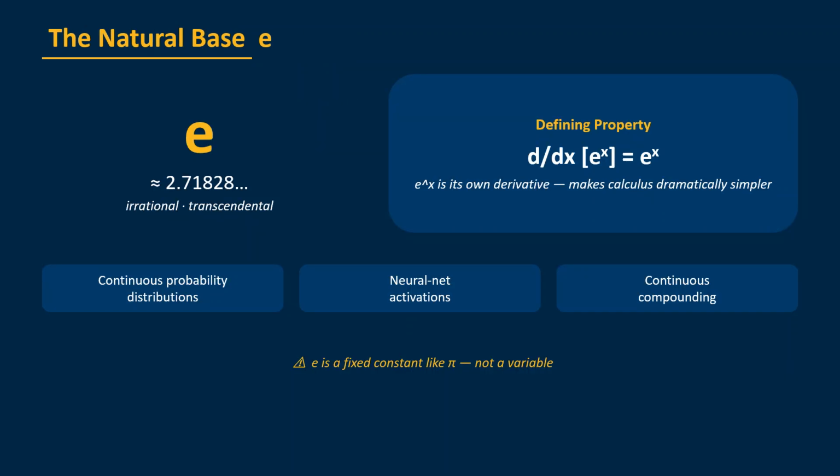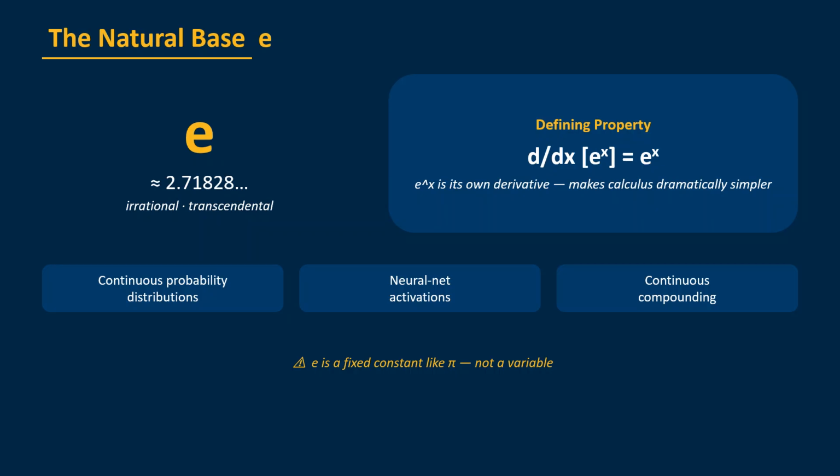Why does the mathematical community privilege e over seemingly more intuitive bases such as 10 or 2? The answer lies in a remarkable calculus property. e to the x is its own derivative. That is, the derivative of e to the x with respect to x equals e to the x. No other exponential base possesses this self-replicating property, and it is precisely this characteristic that renders calculus involving exponential functions dramatically simpler when e serves as the base.